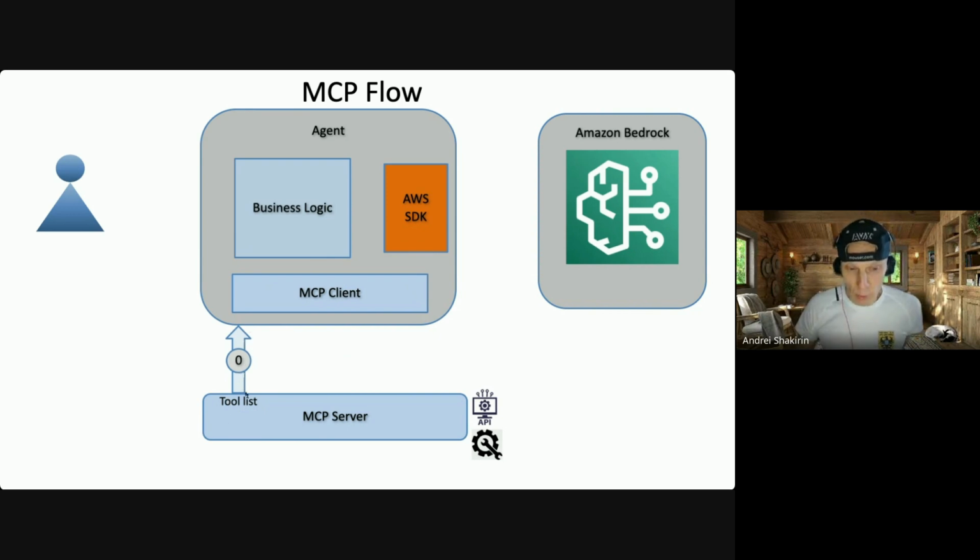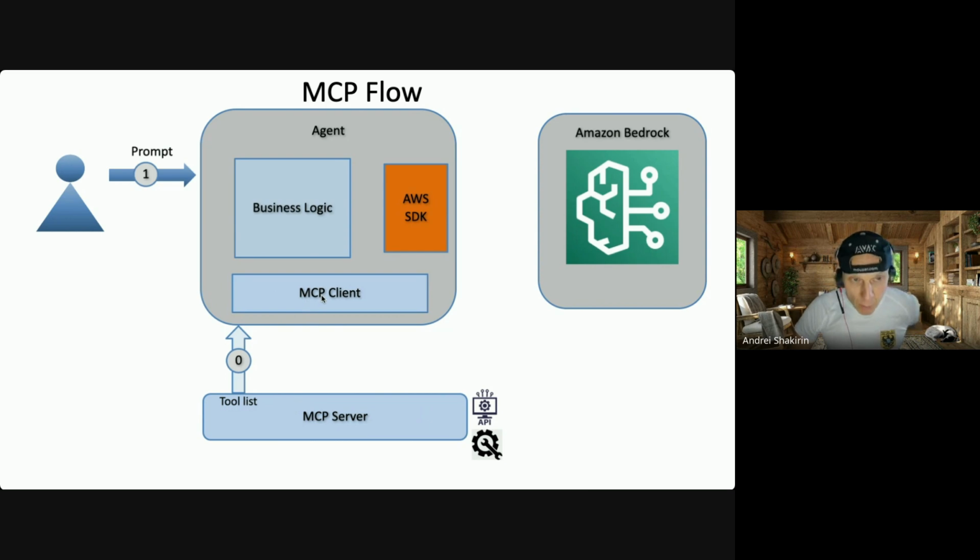Why is this tool list important? It's exactly the description of what kind of data and what kind of actions are available from the MCP server. For example, I can provide you data about flights, or I can reserve flights for you, or I can order insurance for the flight, or I can cancel a flight. All these actions and data sources are reported as a tool list to the MCP client.